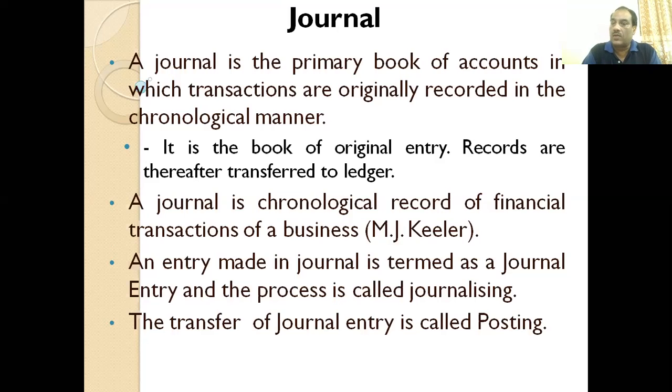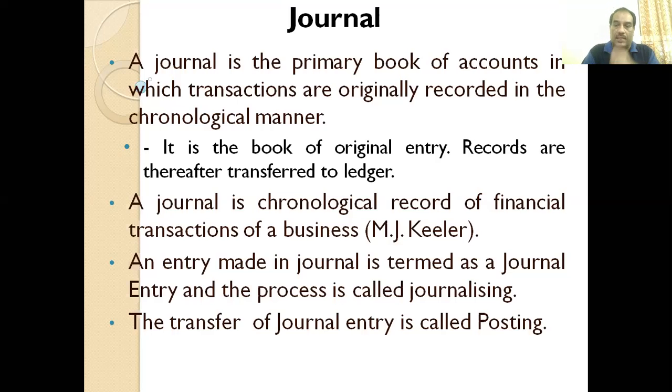A journal is a chronological record of financial transactions of business, defines M. G. Keeler. So M. G. Keeler defines a journal as a chronological record of financial transactions of a business, and a business makes several kinds of financial transactions we have already discussed in the previous classes, and all those financial records are maintained in the journal using the rules of debit and credit.